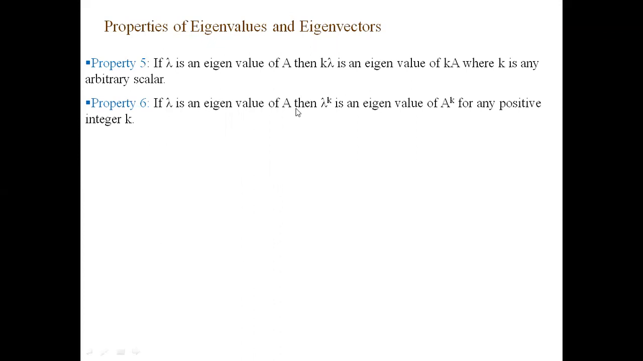If lambda is an eigenvalue of matrix A, then lambda raised to k is an eigenvalue of A raised to k for any positive integer k. Here we have only positive integers. So when k is equal to -2, that time we don't know. But when k is equal to 2, we know that. Got it, everyone?